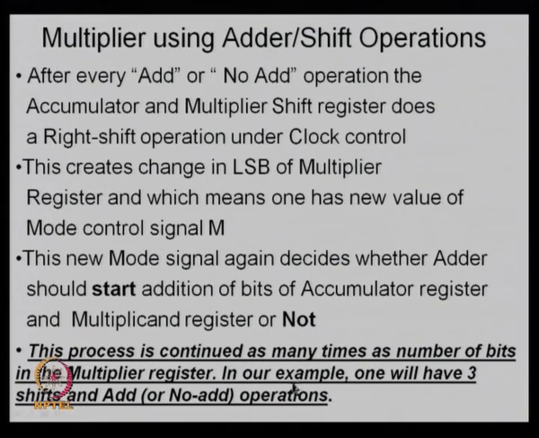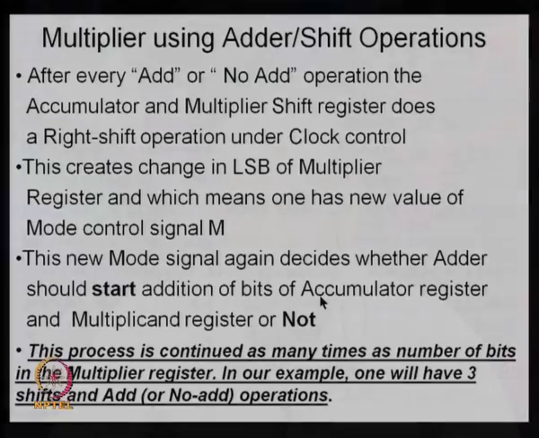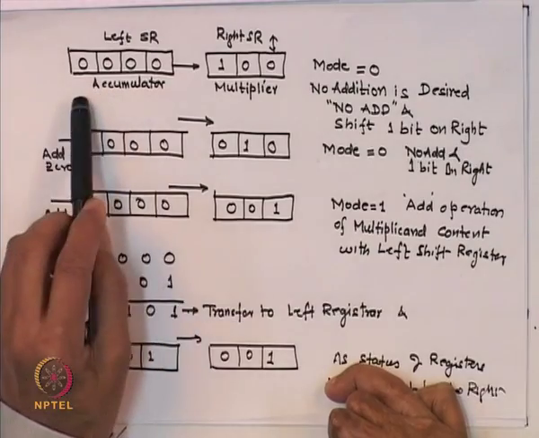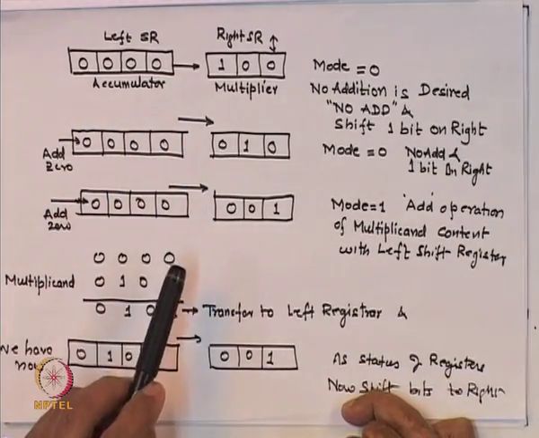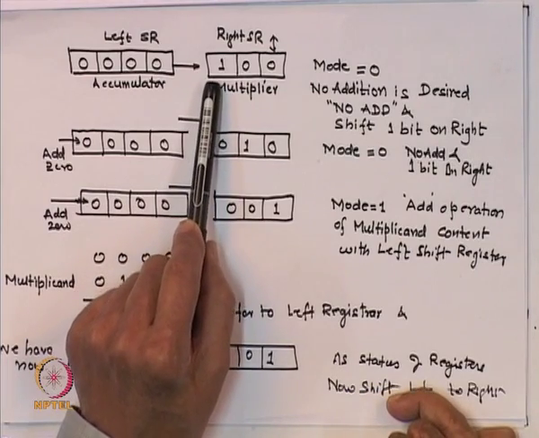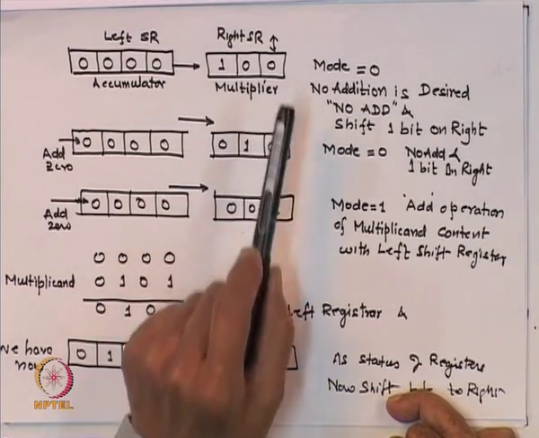This process is continuous as many times as the number of bits of the multiplier register. In our example, one will have 3 shifts and add or no add operations, because we are using 3 bits. So, let us look at the example here. Initially, you have 100 and 101 as the operation. So, we start with the initial accumulator register with 0000, then the multiplier register has 100.